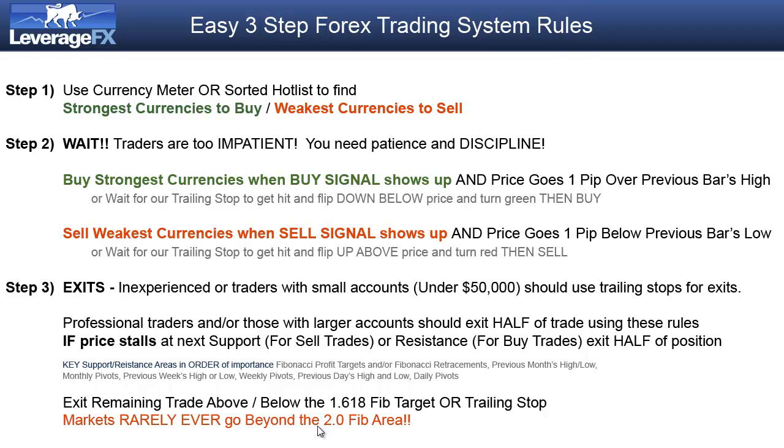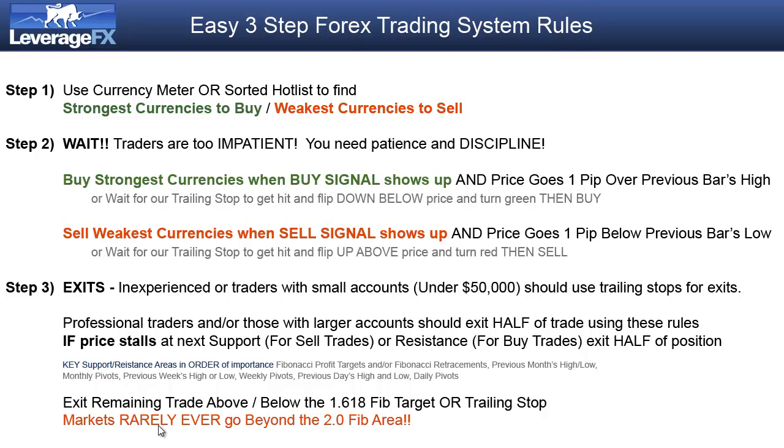Also, markets rarely ever go beyond the 2.0 fib level. Now, fibs should be drawn on swings of 25 to 35 pips or more. If you draw fibs on a 10 pip move, then the 2.0 level is just 20 pips away. A strong market or a weak market will go more than 20 pips.